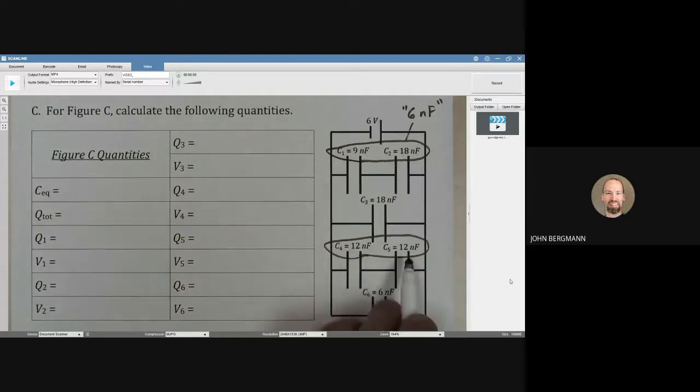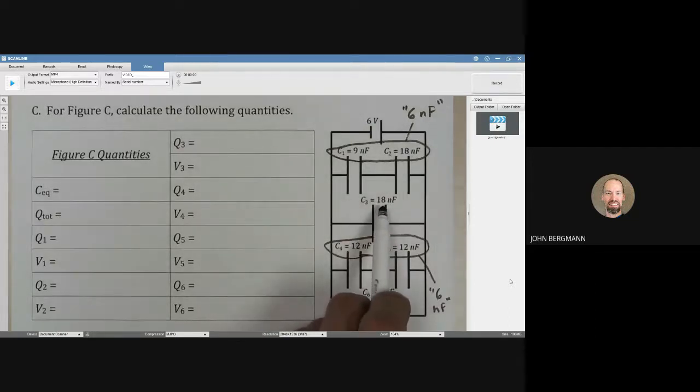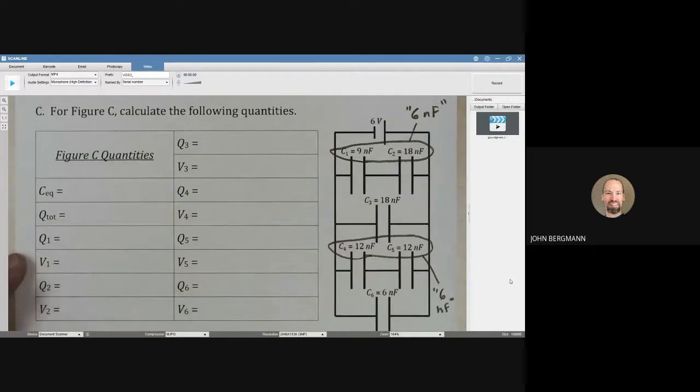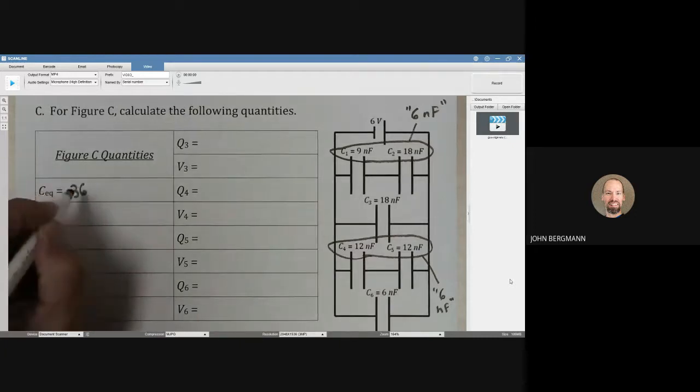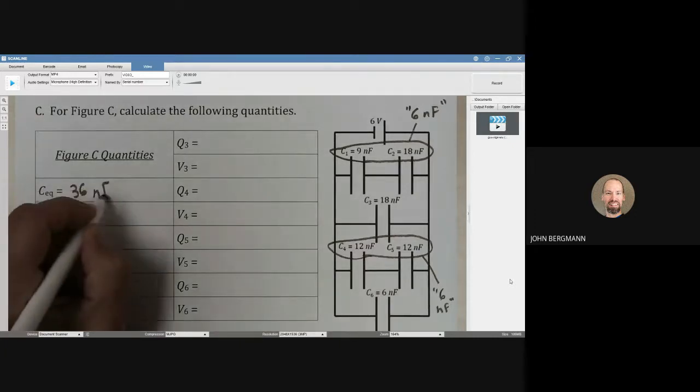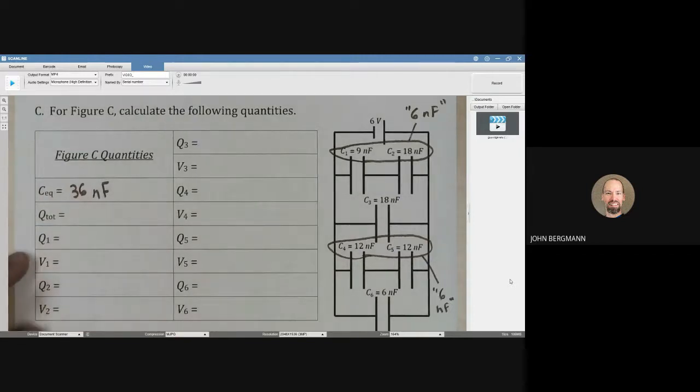This one, same idea. 1/12 plus 1/12, add them up, flip it upside down, 6 nanofarads right there. That imaginary 6 is in parallel with this real 18, with this imaginary 6, and with this real 6. And whenever you have capacitors in parallel, you just add them up. So that's going to be 24 plus 12, 36 nanofarads. That's the equivalent capacitance.